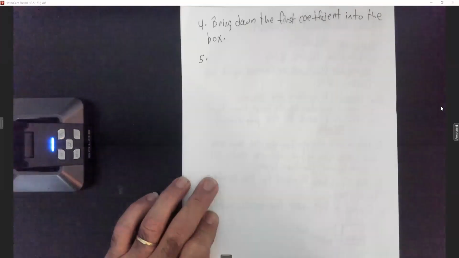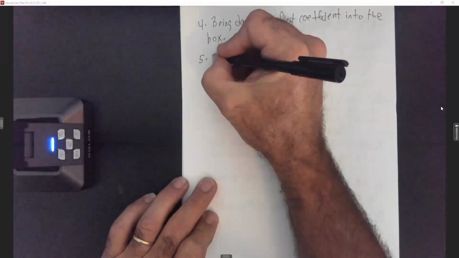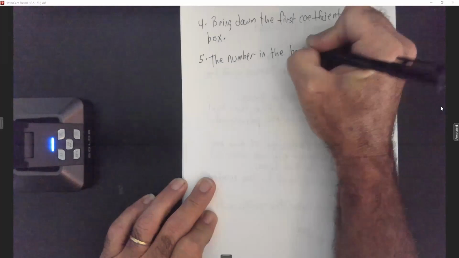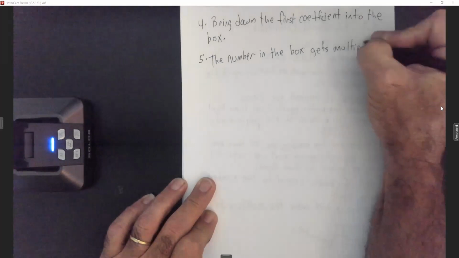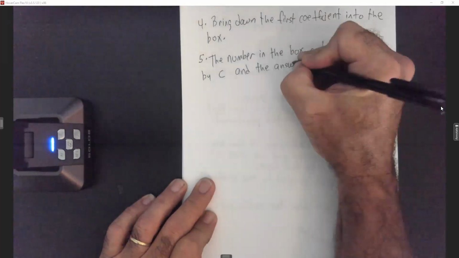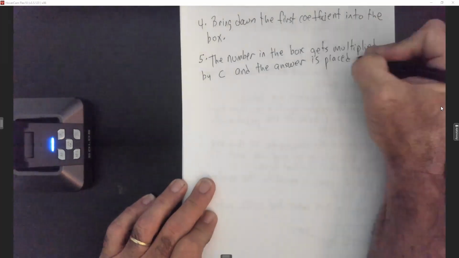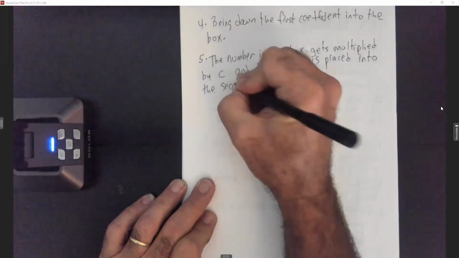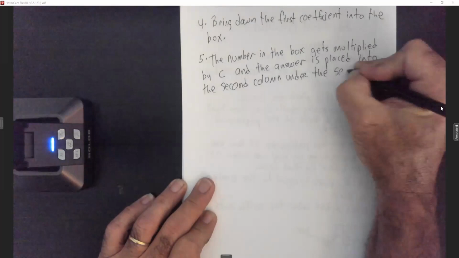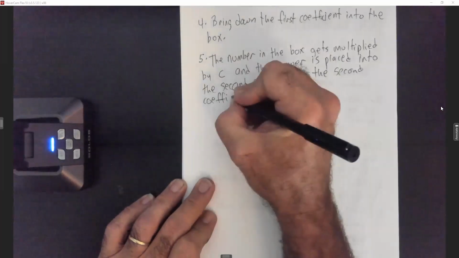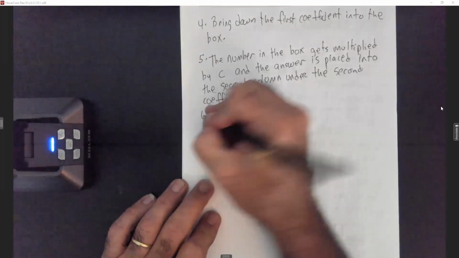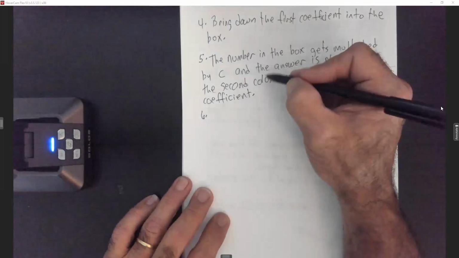Now, I'm going to start a little process. The number I brought down, so the number in the box, gets multiplied by C, and the answer is placed into the second column under the second coefficient. Now, these sound like a lot of complicated steps, but when you watch me do it, it's going to be a breeze.